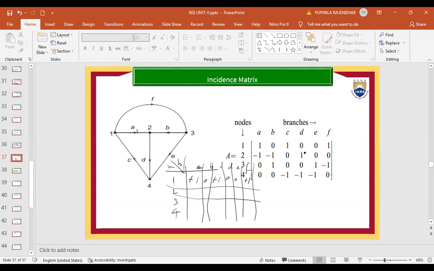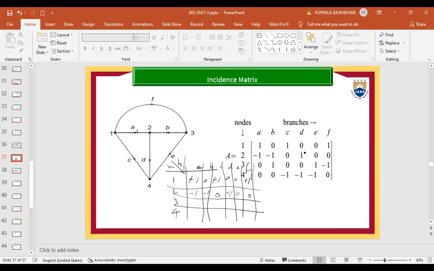Node 2 to A. -1. It's towards the node, so we'll take minus 1. Node 2 to B. Minus 1. 2 to C. 0. 2 to D. Away, so plus 1. So 2 to E. 0. 2 to F. 0.